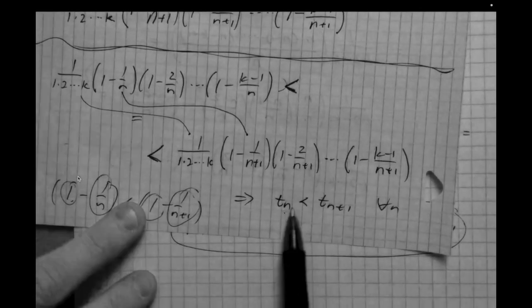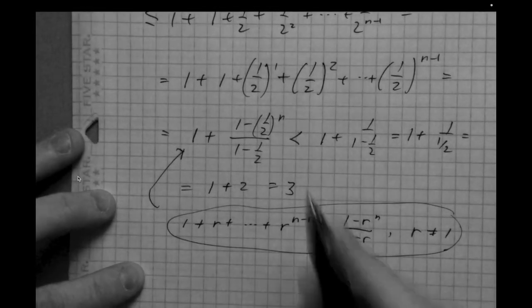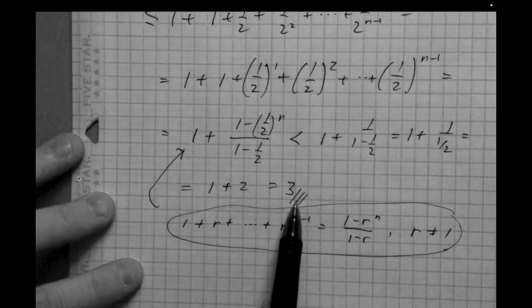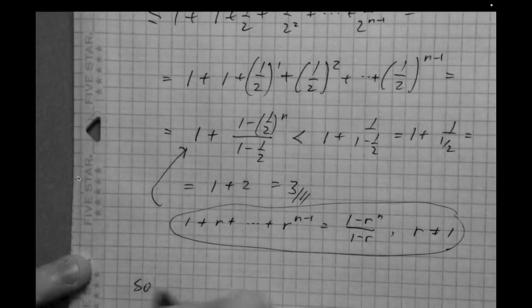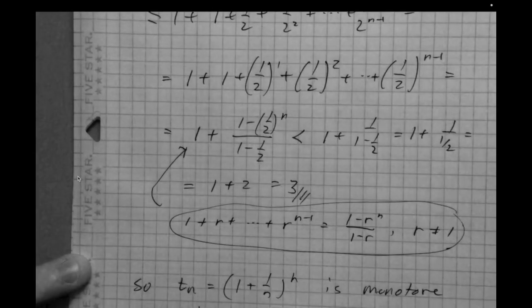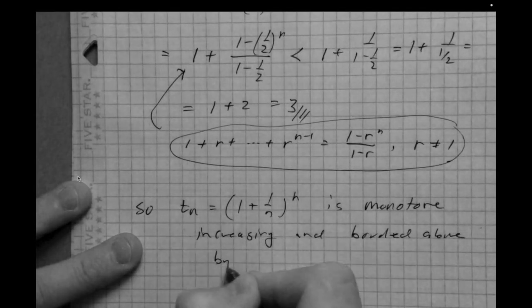we showed that t sub n is less than t sub n plus 1 for all n, right? And then this most recent argument shows that t sub n is less than or equal to 3 for all n. So t sub n equals 1 plus 1 over n to the nth power is monotone increasing and bounded above by 3.